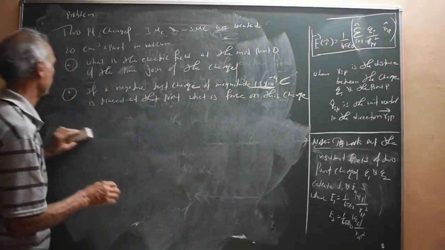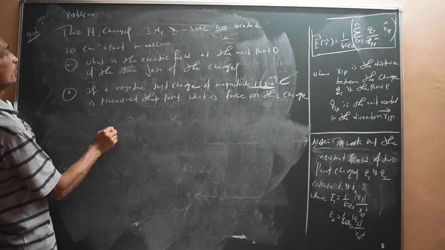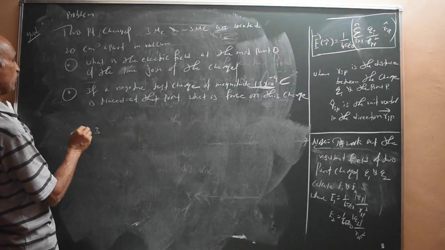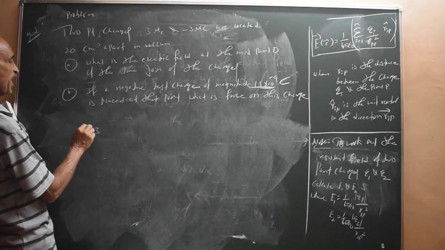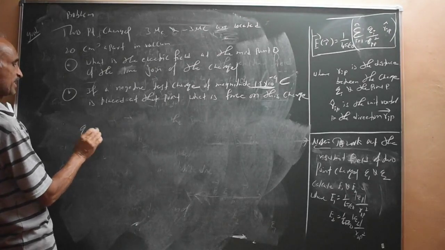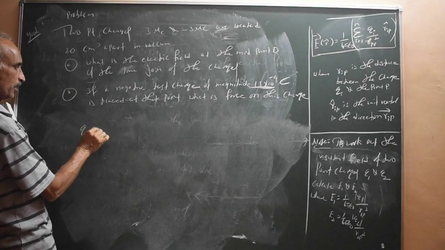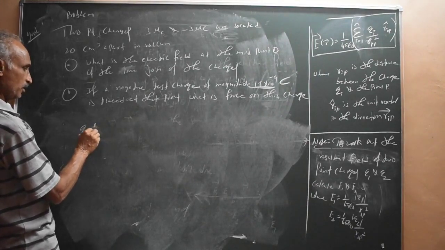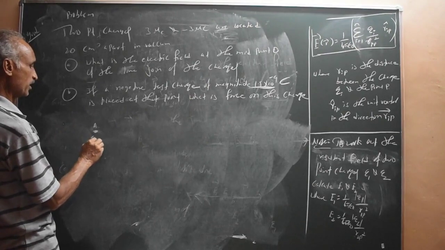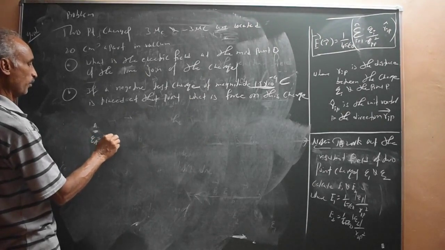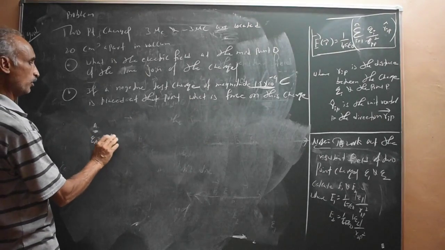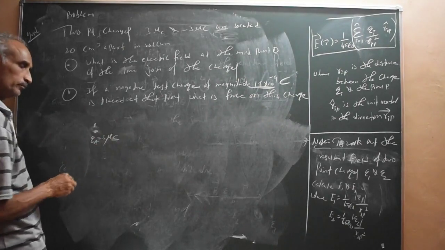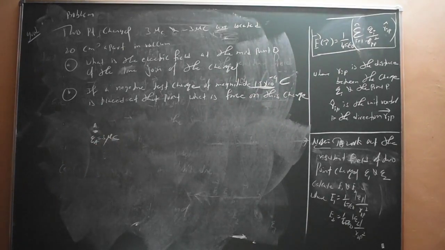Just take that. Okay, so here is the charge. One is 3 microcoulomb. Let us call it charge QA, placed at the point A. That's why I have taken it as QA. QA is equal to 3 microcoulomb. Milli means 10 to the power of minus 3, micro means 10 to the power of minus 6.